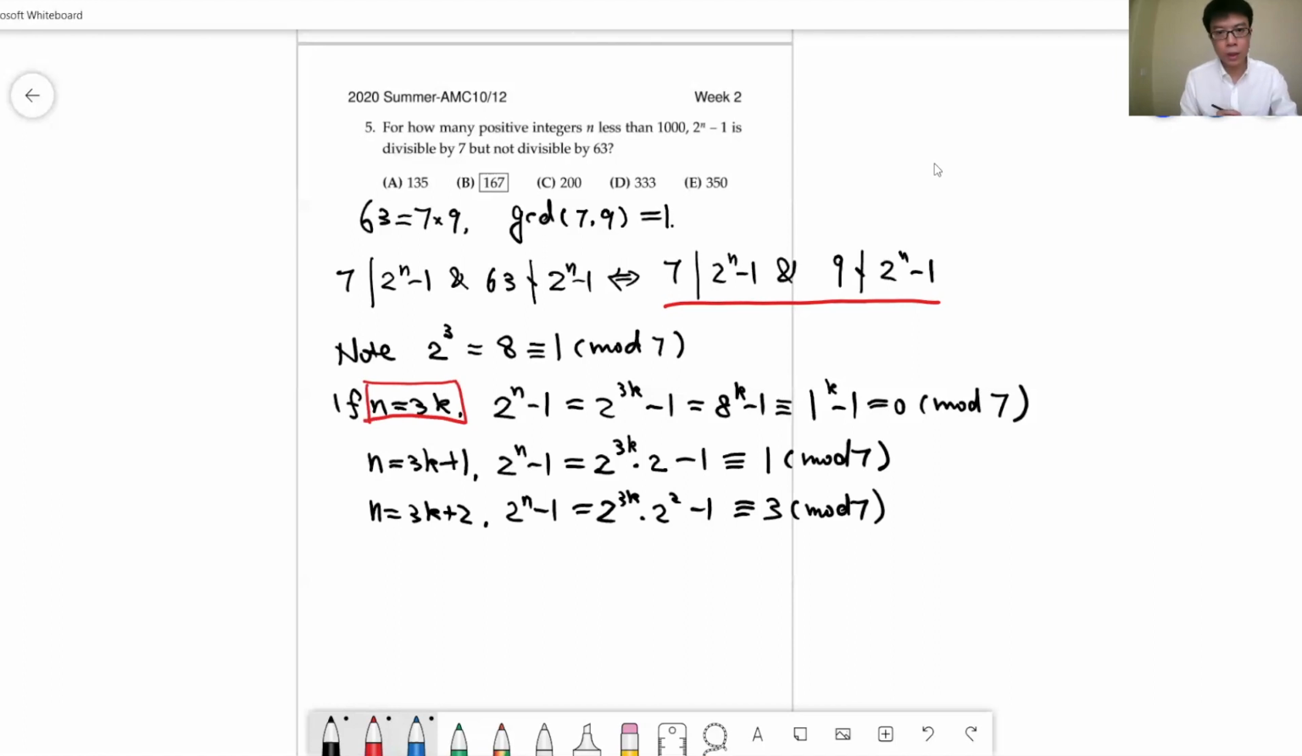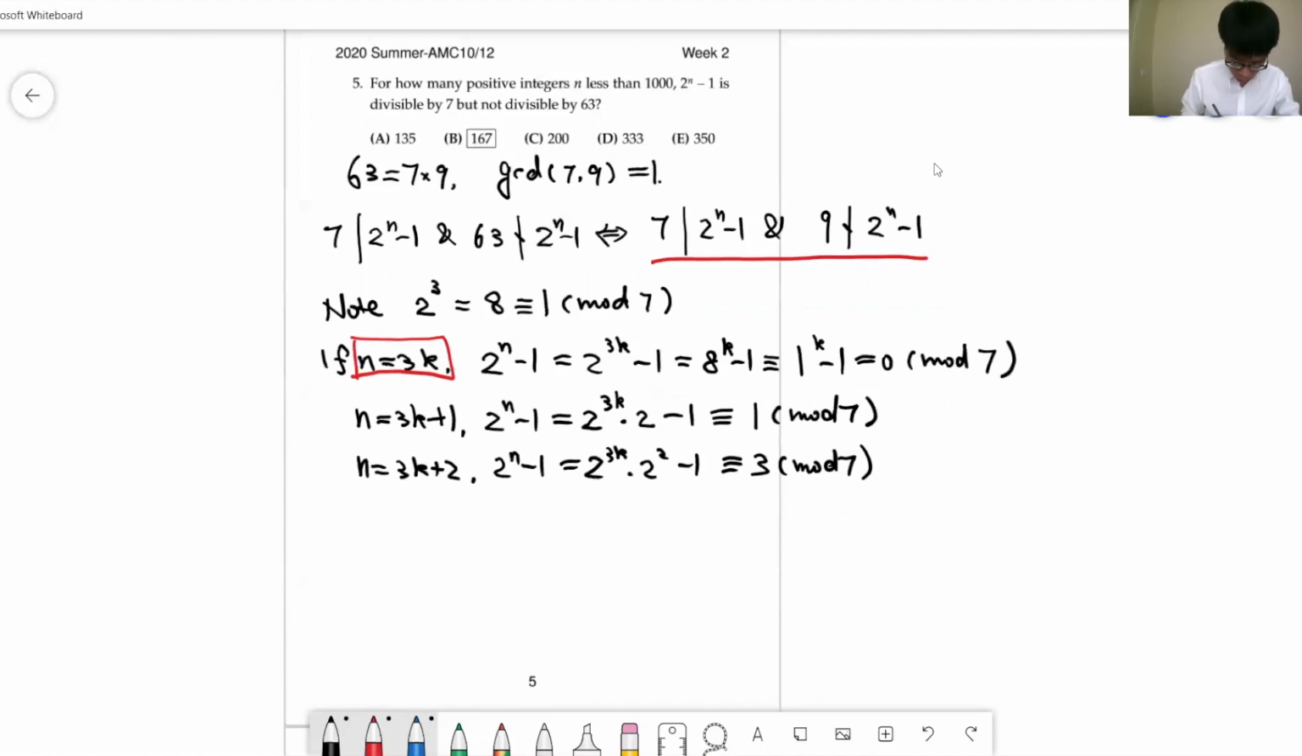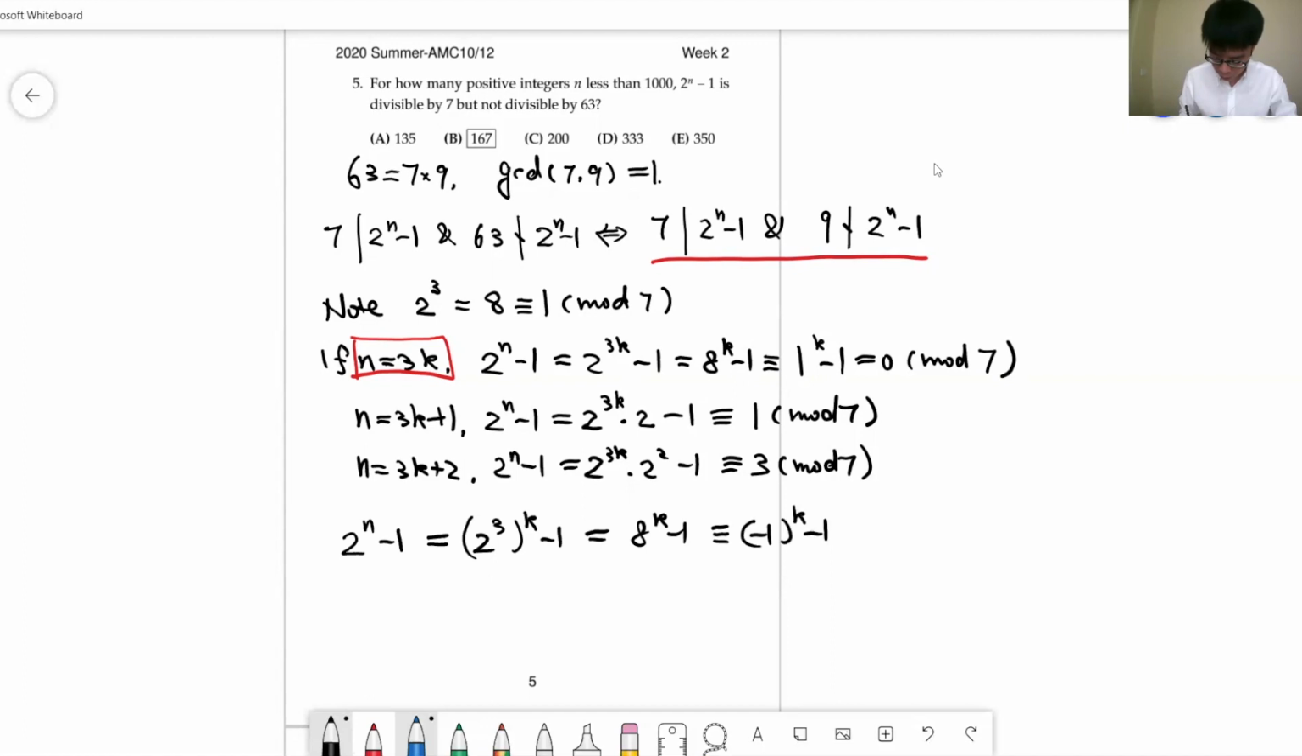Next, let's consider the divisibility by 9. So notice that n equals 3k. So 2 to the nth power minus 1 is 2 to the 3k minus 1, which is 8^k minus 1. We know the remainder of 8 when it's divided by 9 is just 8, or minus 1. So here we prefer to use minus 1 when divided by 9. Okay, and we know this number is not divisible by 9. That means this remainder is not 0.